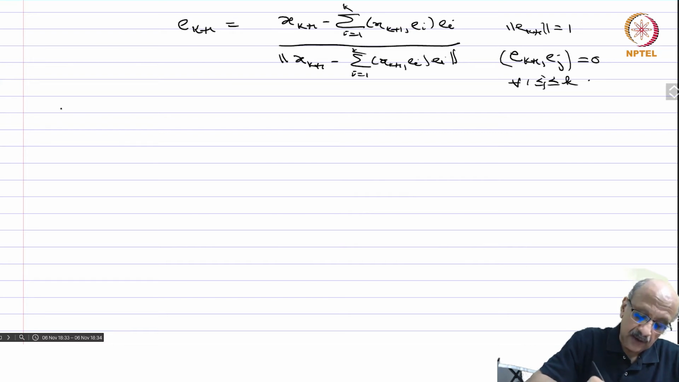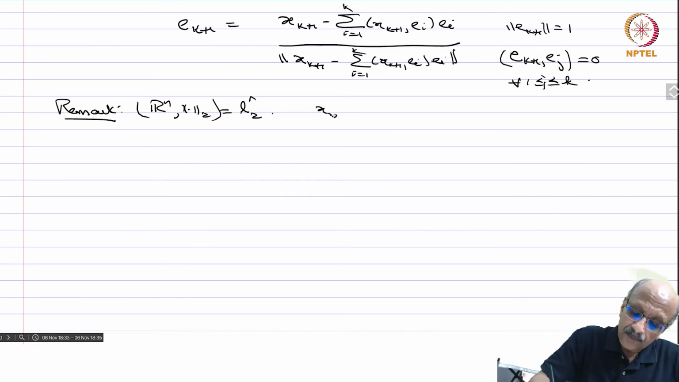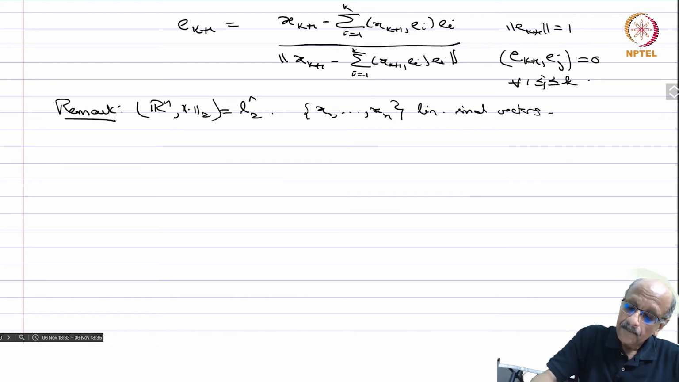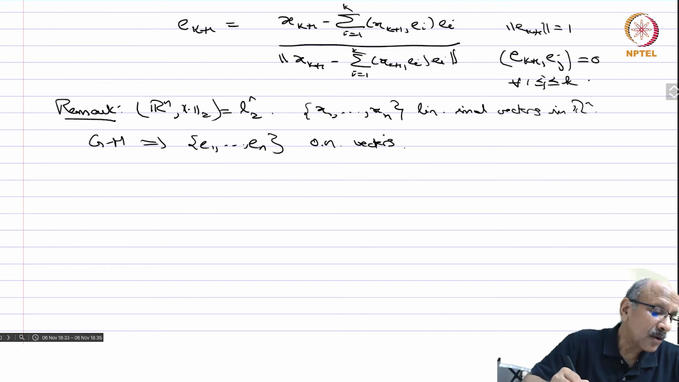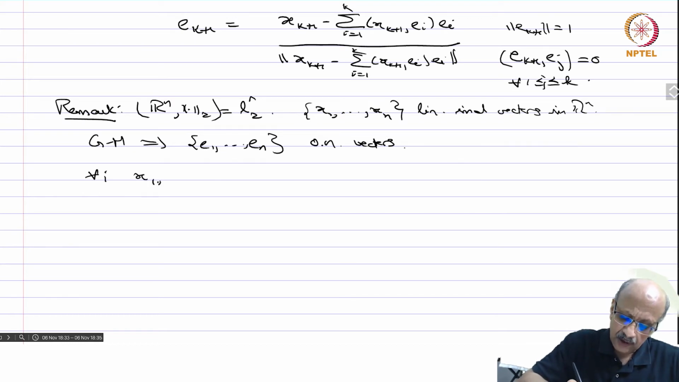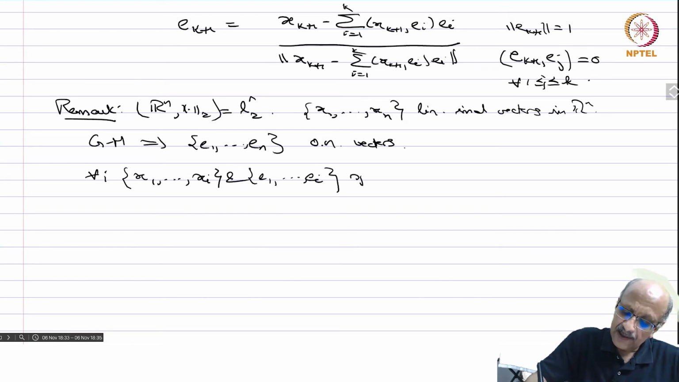Now let us remark. Let us take R^n with norm 2, that is l^n_2. Then you take x1, ..., xn linearly independent vectors in R^n, and we apply the Gram-Schmidt process to give you E1, ..., En, which are orthonormal vectors. For every i, x1 to xi and E1 to Ei span the same subspace.